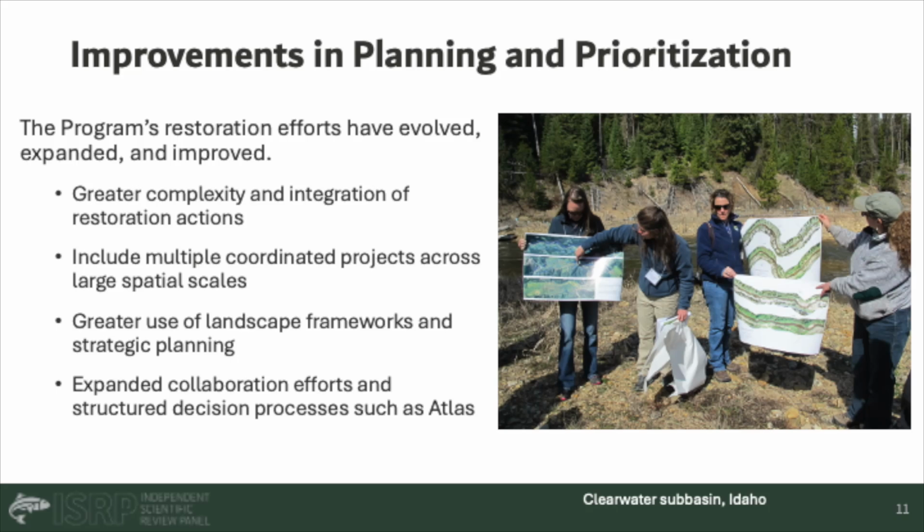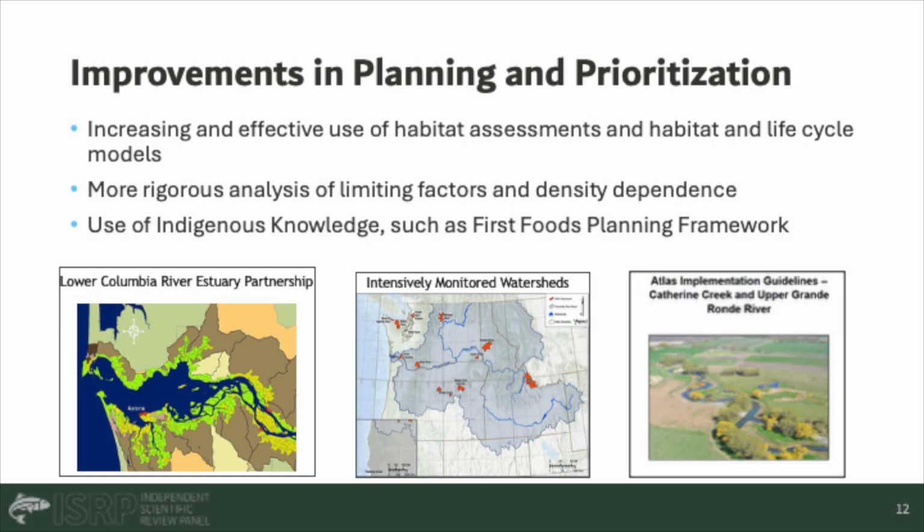I'm going to move into now discussion of planning and prioritization in terms of the improvements. The program's restoration efforts have evolved, expanded, and improved. There's been increased recognition of the importance of restoring natural processes, floodplains, riparian conditions, and habitat complexity. And as important, there's been many new approaches and technologies that have really allowed improvement of planning, design, implementation, effectiveness, and RM&E. When you look at LiDAR, drone imagery, GIS, PIT tags, all kinds of new technology that really provides a vast amount of information that wasn't available in the early parts of the Fish and Wildlife Program.